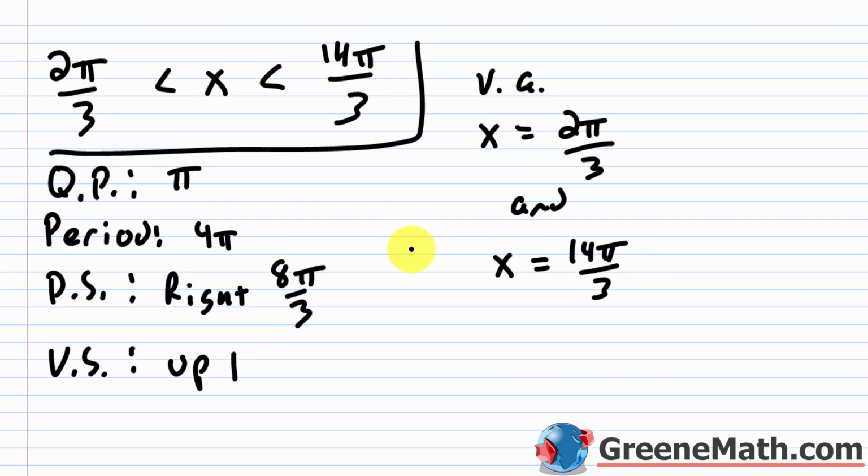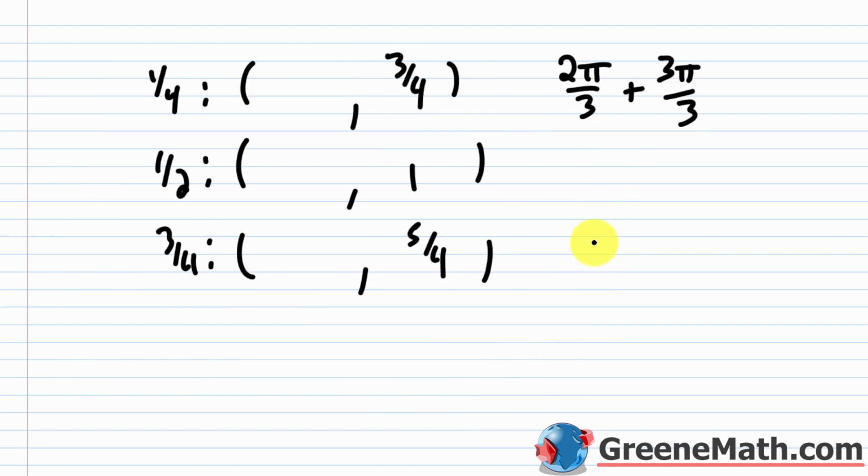So let's go back up. Again, I'm just going to start with this. So 2 pi over 3. That's the x value from the leftmost vertical asymptote that we found. And I'm going to add a quarter period. So I'm going to add pi. You can write that as 3 pi over 3. So 2 pi over 3 plus 3 pi over 3, that's 5 pi over 3. Then you just keep adding 3 pi over 3.